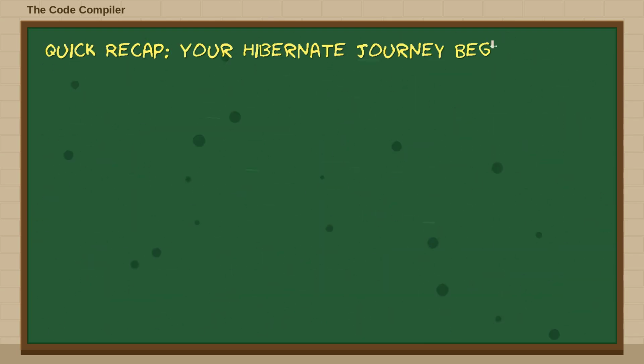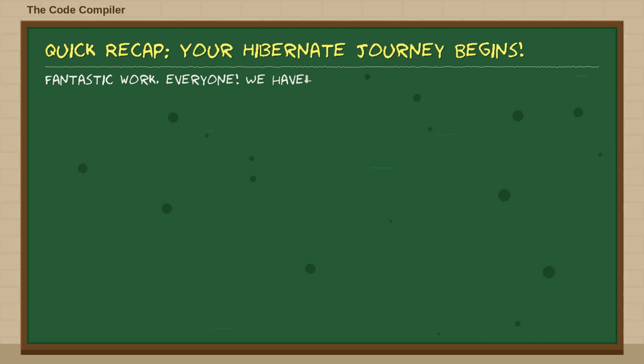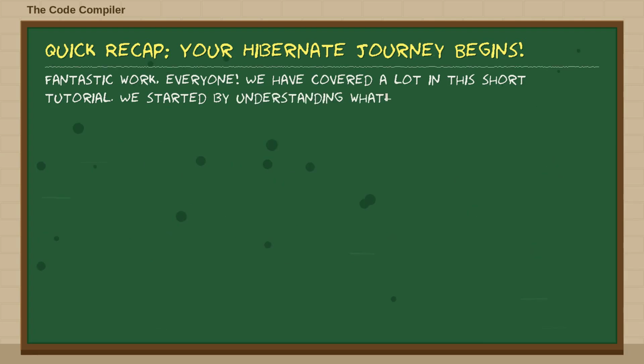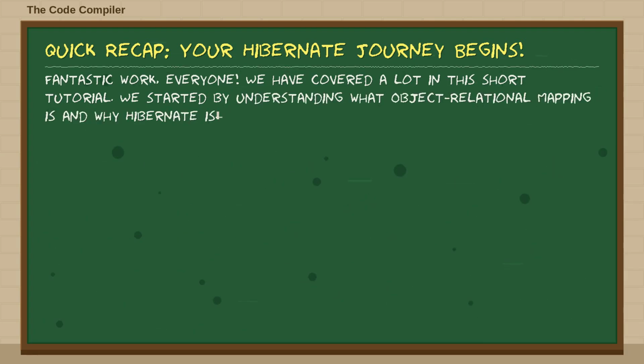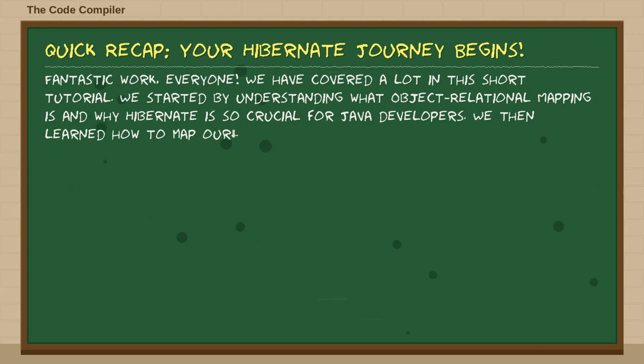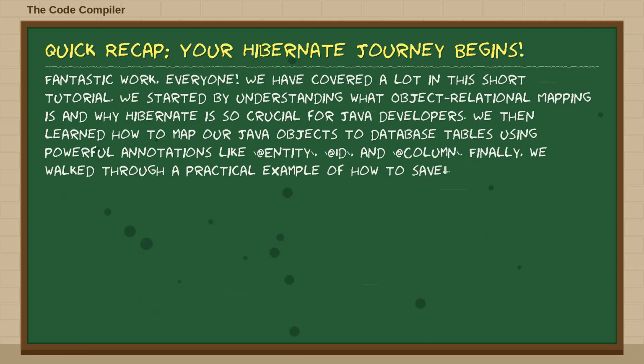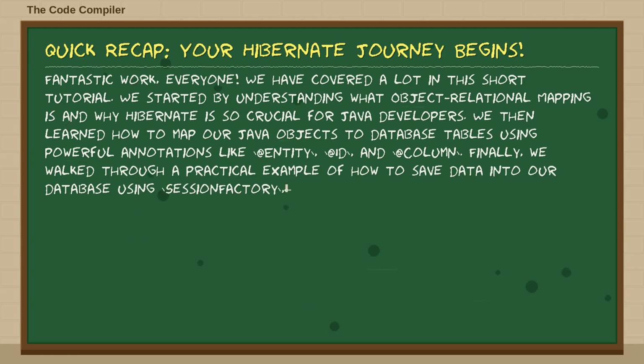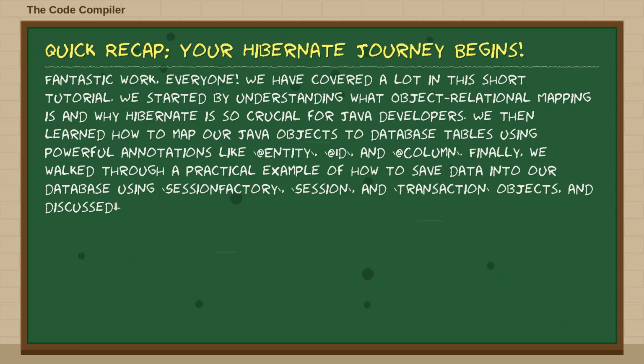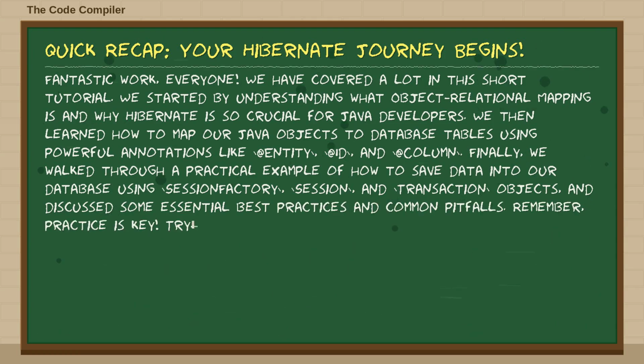Fantastic work, everyone! We have covered a lot in this short tutorial. We started by understanding what object relational mapping is and why Hibernate is so crucial for Java developers. We then learned how to map our Java objects to database tables using powerful annotations like @Entity, @Id, and @Column. Finally, we walked through a practical example of how to save data into our database using session factory, session, and transaction objects, and discussed some essential best practices and common pitfalls.